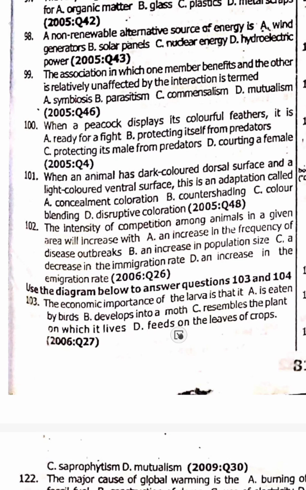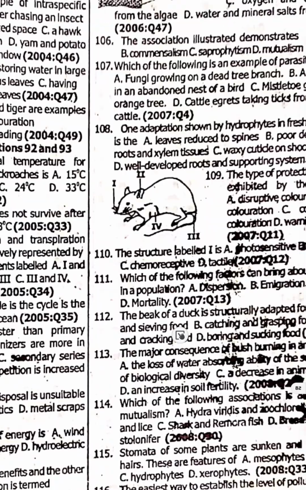Remember, economic importance does not necessarily mean it will help you economically. If the larva eats the leaf, the plant can spoil or die. Or if your plant is spoiled, you will have to spend money to buy chemicals to spray. You don't understand. So the economic importance, 103, is option D.